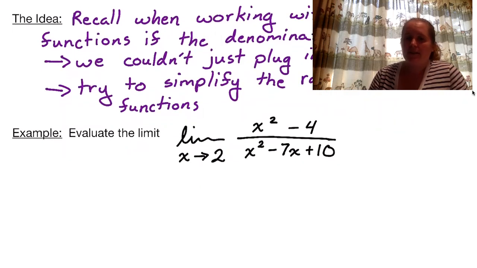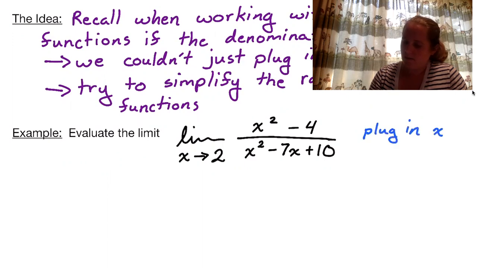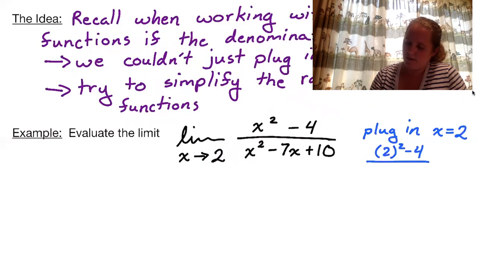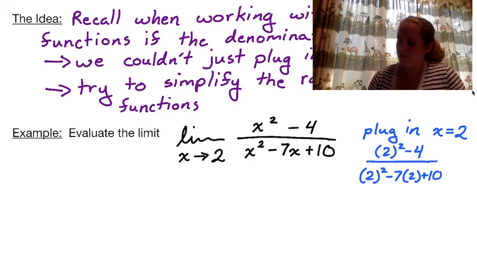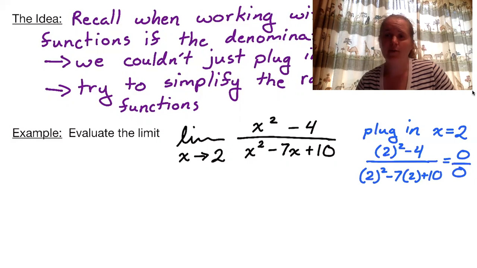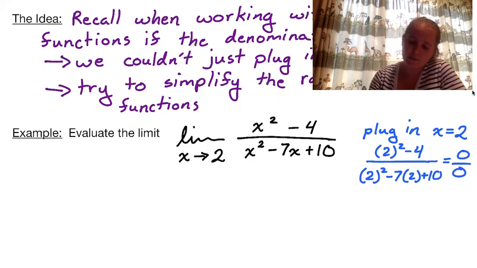So if we look at the limit as x goes to 2 of x squared minus 4 over x squared minus 7x plus 10, if we plug in x equals 2, then up top we would have 2 squared minus 4, and down below we would have 2 squared minus 7 times 2 plus 10. That numerator winds up being 0. The denominator also winds up being 0. And we run into our complication. We have this 0 over 0. We don't have any idea what that's going to do.